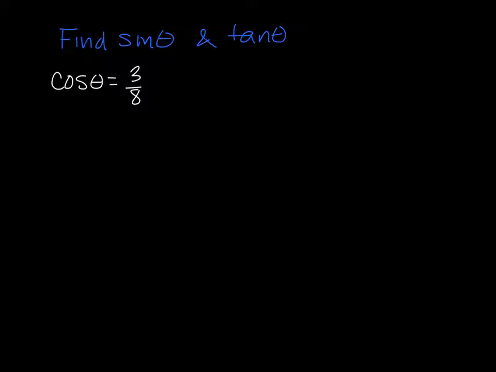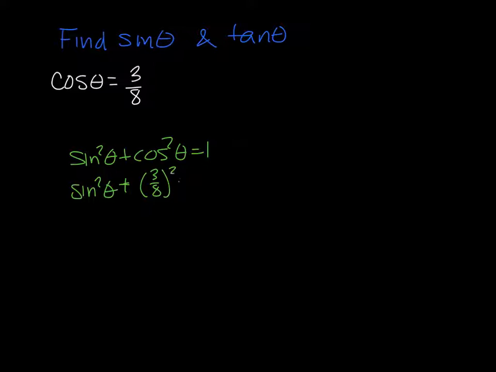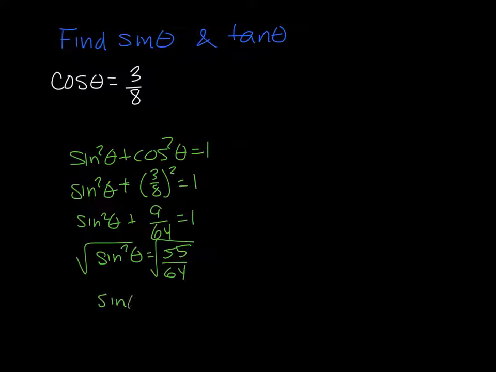So let's first focus on sine, because I remember my Pythagorean identity, sine squared plus cosine squared equals 1. And I know what cosine is, so I can replace cosine with 3/8, and that's being squared, equals 1. And so then we have sine squared plus 9 over 64 equals 1. Subtract 9 over 64 from both sides. So then we get 55 over 64. Square root both sides, and sine equals the square root of 55 over 8.